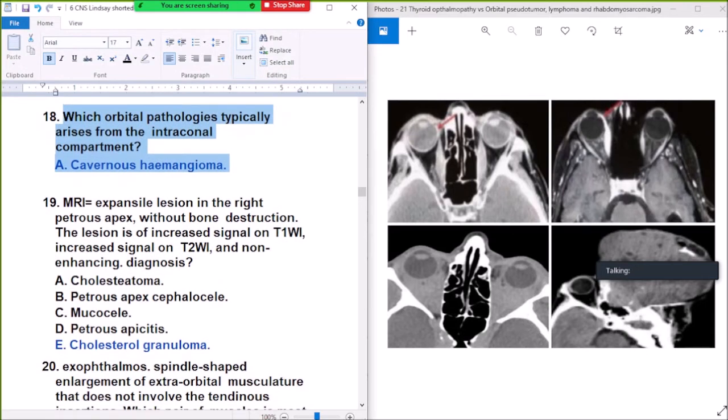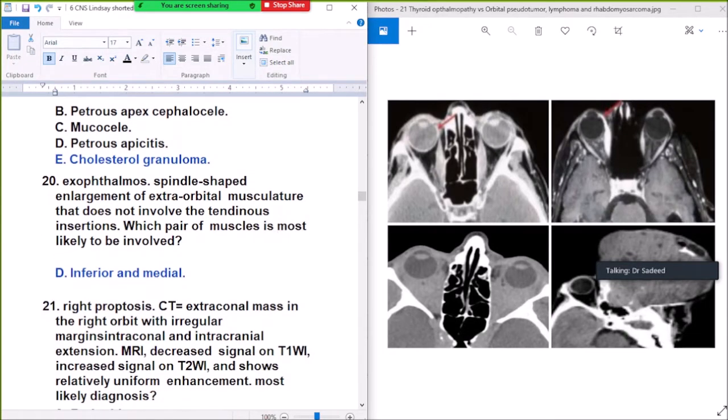Number 19. MRI shows an expansile lesion in the right petrous apex without bone destruction. The lesion is of increased signal on T1, increased signal on T2, and non-enhancing. Diagnosis: cholesterol granuloma, because of the expansile lesion in the right petrous apex without bone destruction.